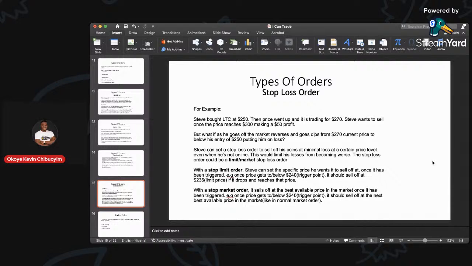So if his trigger point is $240, and it keeps falling from 250 and gets to 240 or below it, it should sell off at the next available market price. In this case, he's not setting a specific price he wants to sell at. He's saying after the trigger point, whatever price it is, because one thing you are looking at is the candlestick, right? The next price after 240, the candlestick may shoot very high and go to 250, sell at 250 immediately. The same thing could apply from 240, it may fall down very fast to 235, or even 239, any new price that it falls to after 240, sell off for me at that price. That is a stop market order.